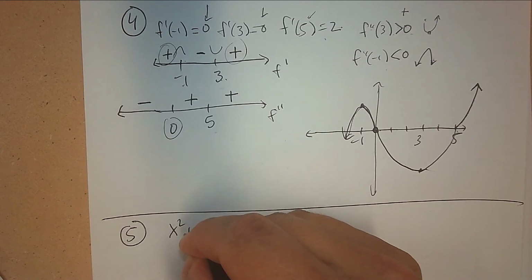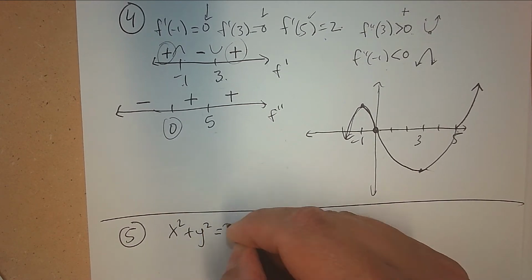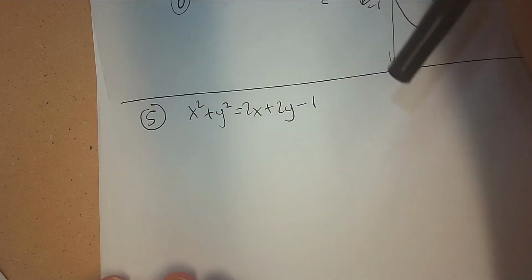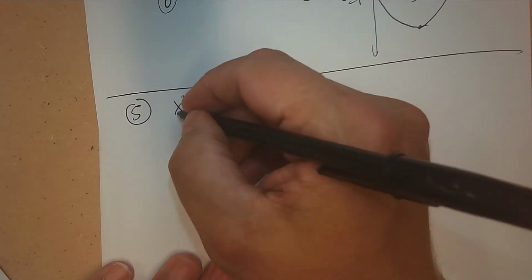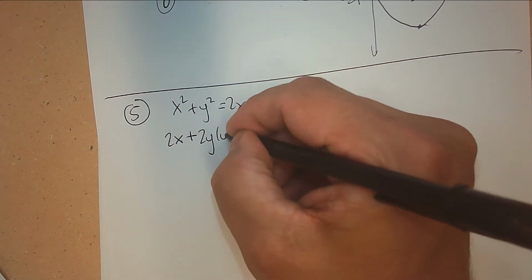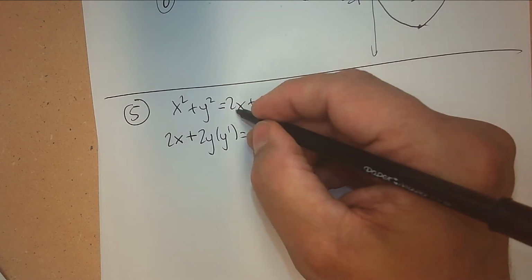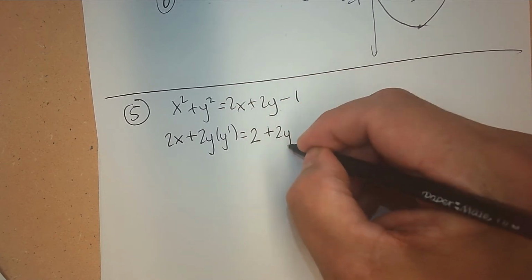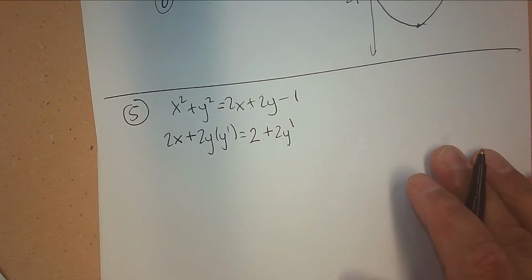All right, number 5, find the y values where there's vertical tangents. So you're given something that is implicit, and can you derive implicitly? So let's do it together. This is a prior unit. So the derivative of x squared is 2x. The derivative of y squared is 2y, but you need the hook y prime. The derivative of 2x is 2. The derivative of 2y is 2y prime, and then the derivative of -1 is 0.